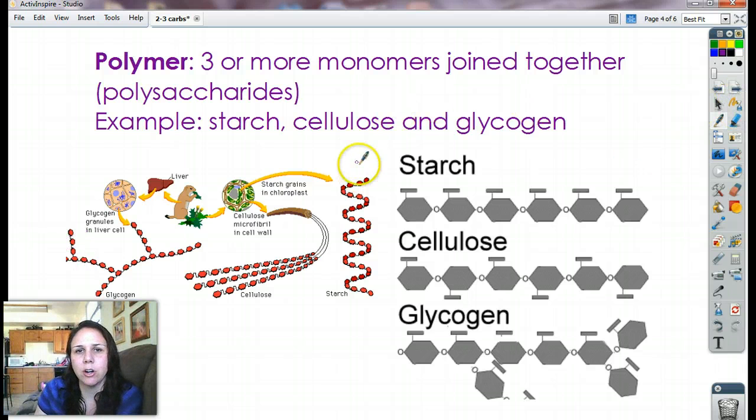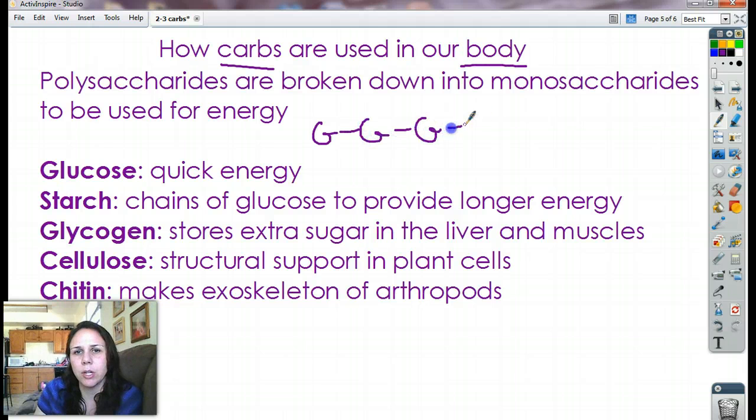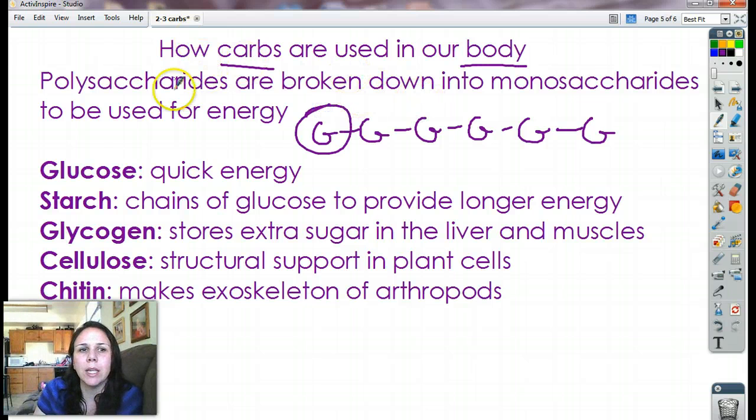Okay, so starch is a single chain, cellulose is single chains that are cross-linked together, and glycogen is just a big long branched chain of glucoses. Now, how do we use the carbs in our body? Once we eat them, what do we do? Remember, they come to us as a big old chain of glucose, and our body can't use it like that. We need to break it down into the individual pieces. So polysaccharides need to be broken down into monosaccharides before we can actually use them.